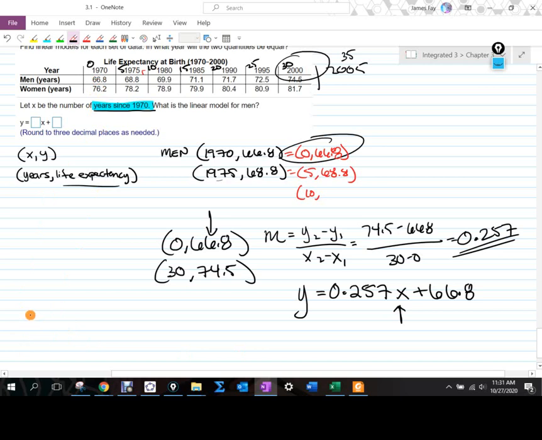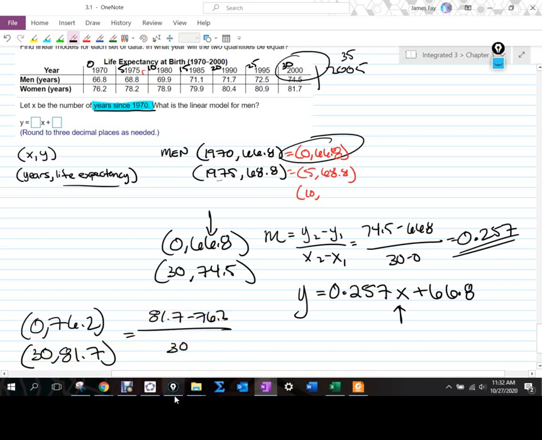So for women, we'd have the year 1970, which is 76.2 years, and then the year 2000, which would have been an x value of 30, and 81.7. So there I would subtract the y's again, and I would evaluate that. So I'll do that real quick. 81.7 minus 76.2, divided by 30, gives me 0.1833 repeating. So I'll just write 0.183.